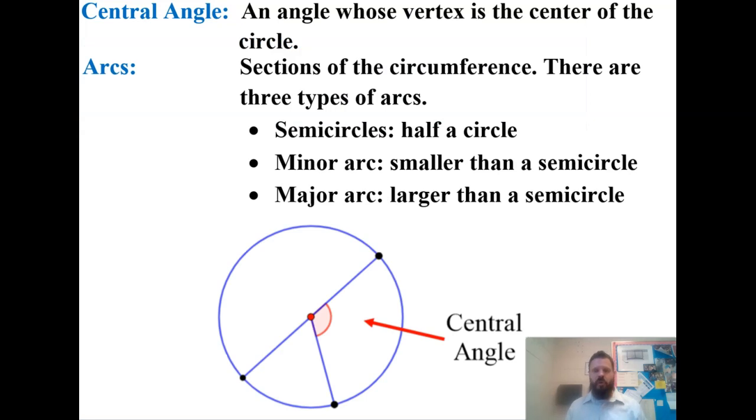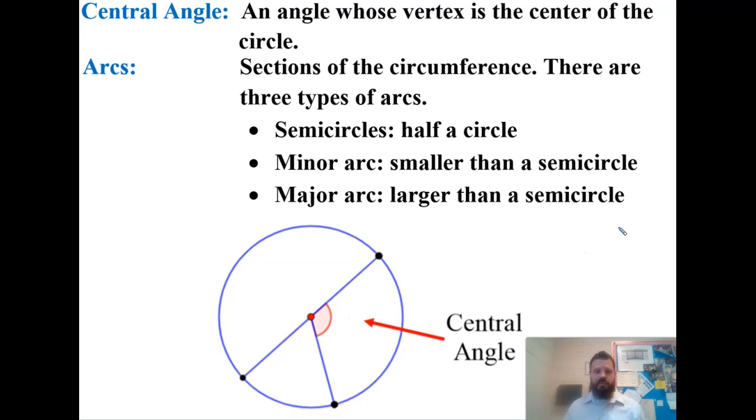All right, two vocab words we're going to start off with, and really everything we do today is going to be based on these two terms. First idea is the idea of a central angle. That's just an angle whose vertex is the center of a circle. So for example, shaded in red here, we have this central angle because we'll say the red dot here is the center of my circle.